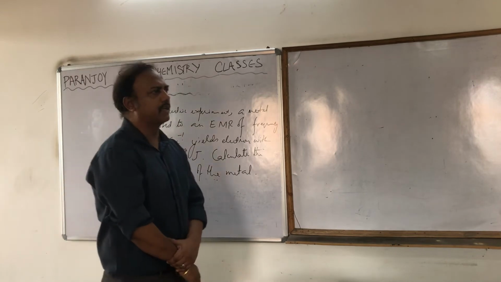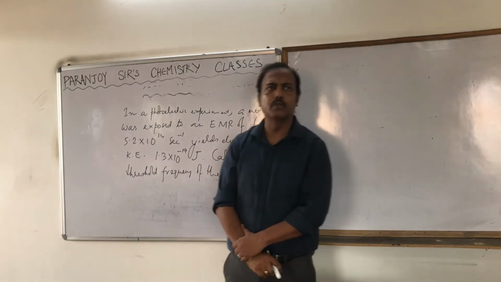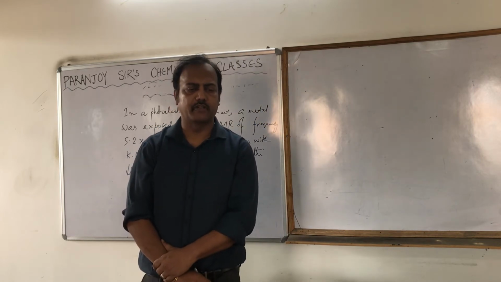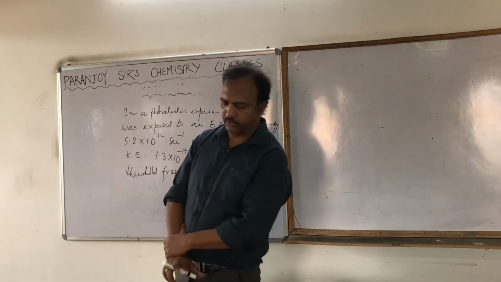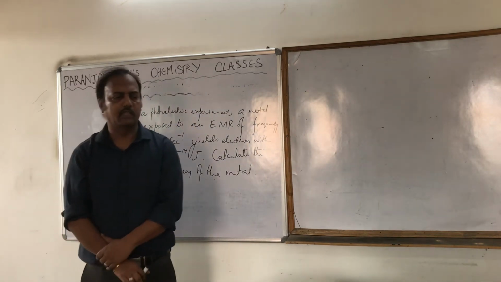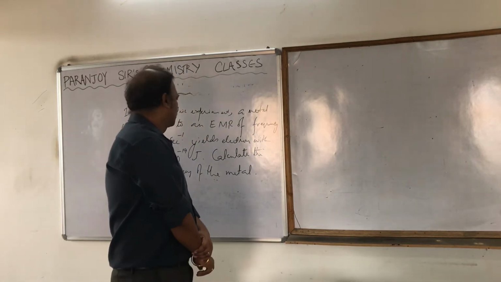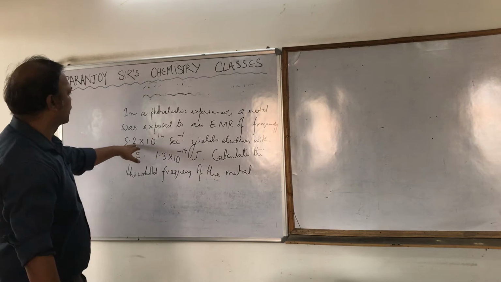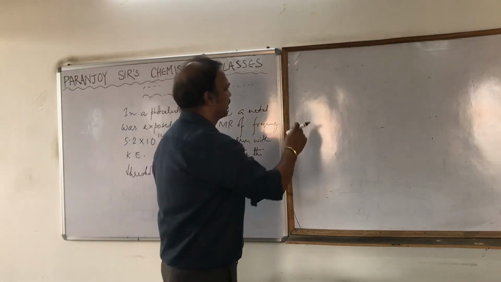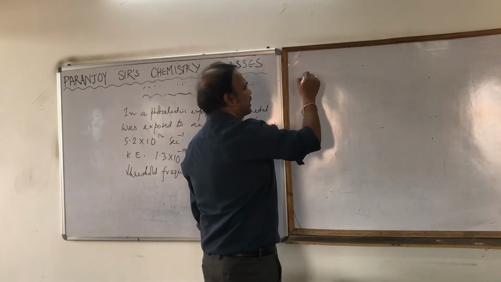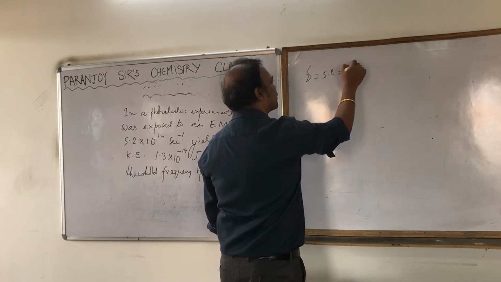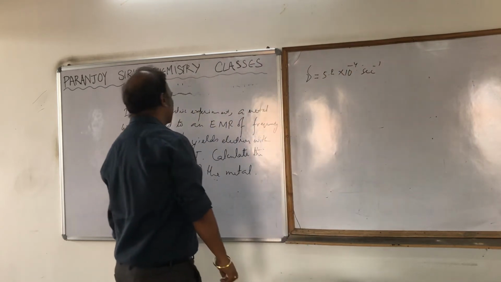Threshold frequency means the minimum frequency that is required to just take out the electron from the metal surface. Okay, minimum frequency. So what is there? In a photoelectric experiment, a metal was exposed to an electromagnetic radiation of frequency 5.2 into 10 to the power 14. Means the frequency of the photon, that is nu, is equal to 5.2 into 10 to the power 14 second inverse.